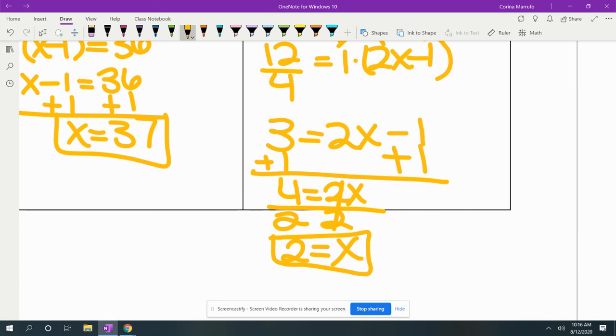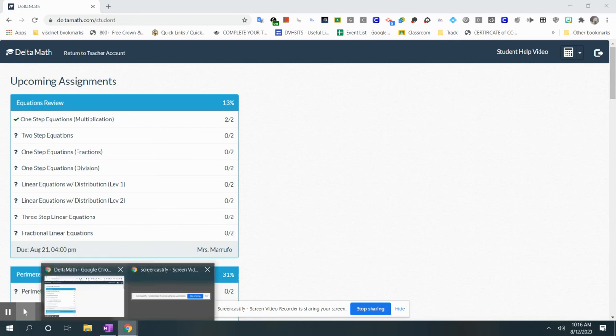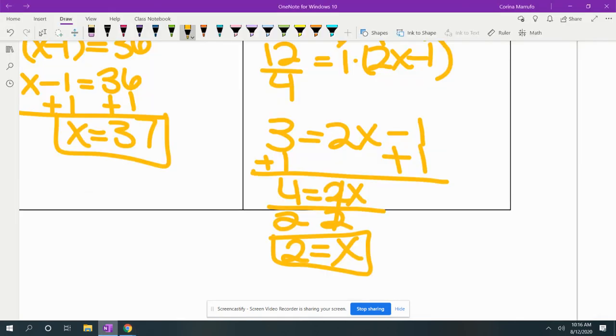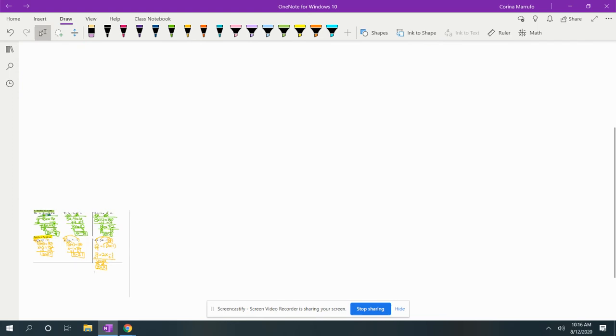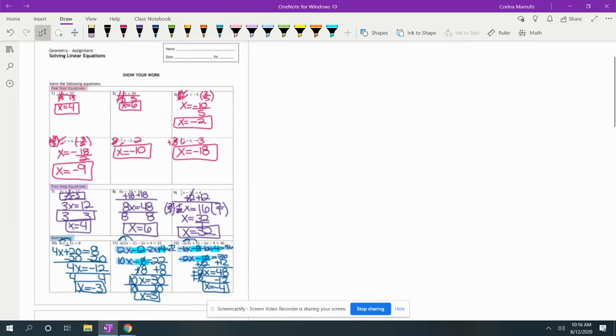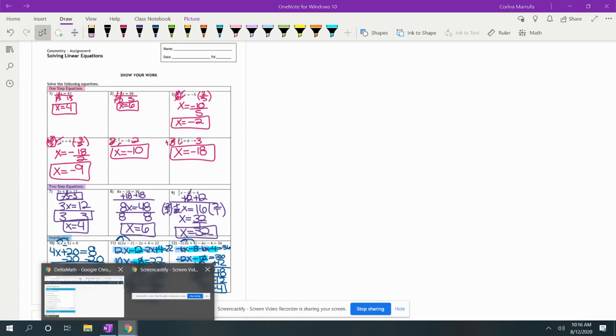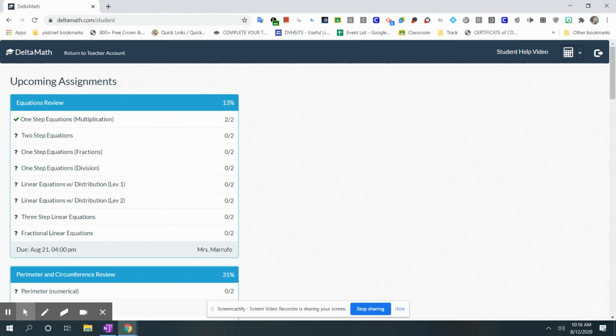Okay, so let's go ahead and look at your assignment real quick on Delta Math. So if we look at Delta Math, you will have your equations review. And as you can see, I kind of tried some problems already on here. The one-step equations is just like our notes page. So if you need to refer back to this to help you out and remember how you solved one-step equations, you can go ahead and look back on that. And so everything is set up like that.